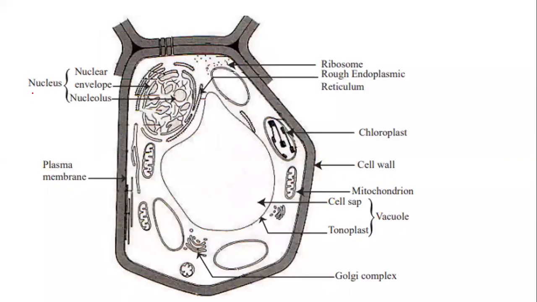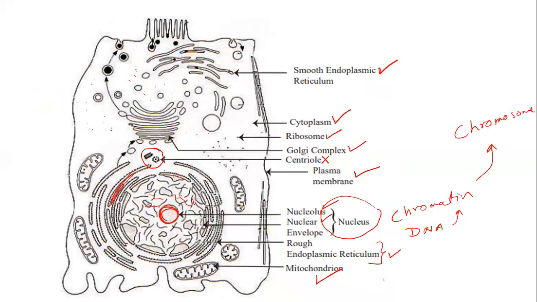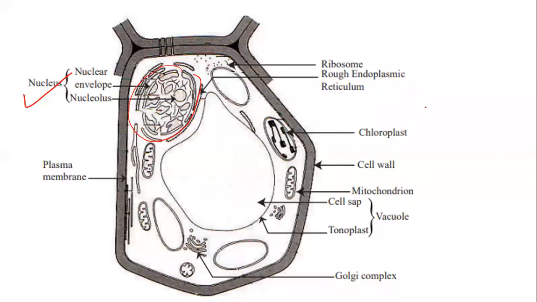So nuclear envelope, nucleolus, nucleus, chromatin, all same. But see the nucleus in plant cell, it is pushed to the side. But in animal cell, large and in the center. So you can say animal cell, large, centralized nucleus. But in the plant cell, large centralized what? Vacuole. Centralized vacuole.